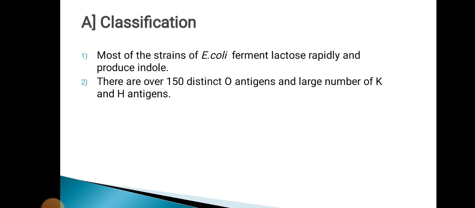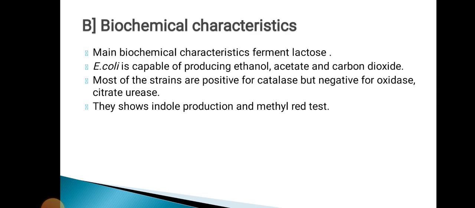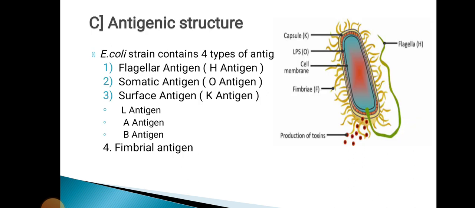Classification: most strains of E. coli ferment lactose rapidly and they produce indole. There are 150 distinct O antigens and a large number of K and H antigens. Bacterial characteristics, main biochemical characteristics: ferments lactose. E. coli is capable of producing ethanol, acetate, and carbon dioxide. Most strains are positive for catalase but negative for oxidase, citrate, and urease. They show indole production and a methyl red test.